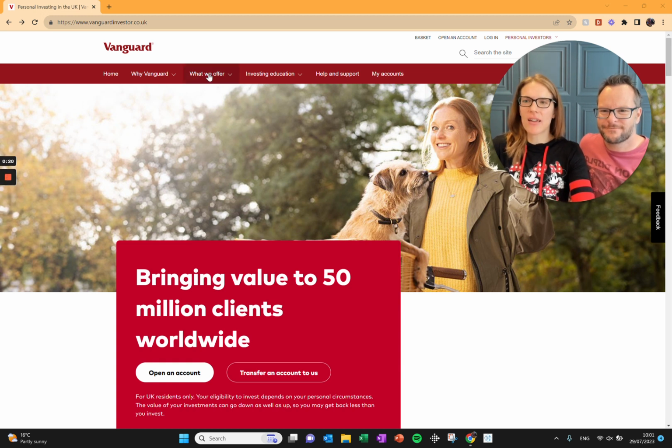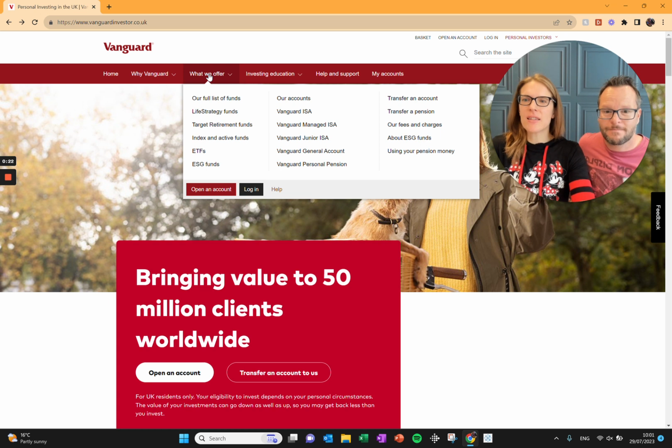So today we're going to look at this what we offer tab. And by the way, the website you want to go to is vanguardinvestor.co.uk. And you'll see the pull down menu. On the left is the different types of funds, from the full list to the life strategy, target retirement, all the different types of funds.